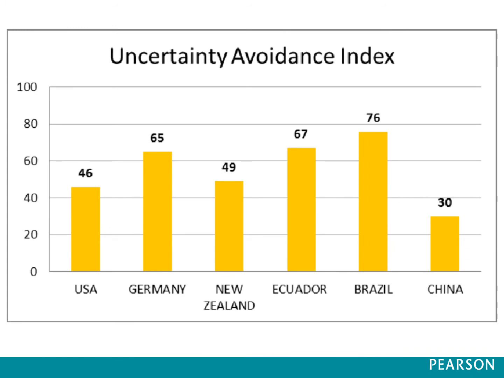Were you correct? The United States tends to tolerate uncertainty quite well. Germany and Brazil need more planning. This chart suggests that China tolerates uncertainty more than the United States. How do you think the history of each country could have influenced the culture that developed within that country?